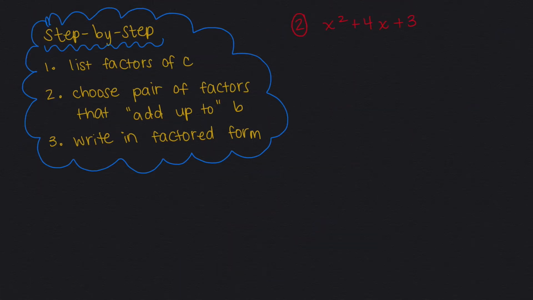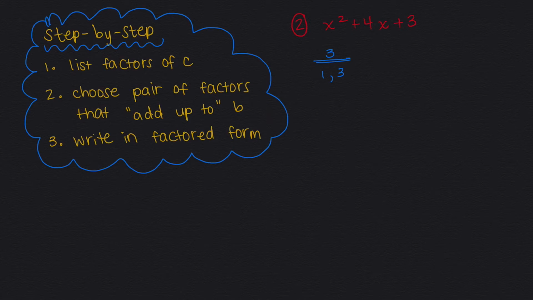Let's try it again. Here we have number 2, x squared plus 4x plus 3. Again, our first step is to list the factors of c. In this case, our c is 3. So the factors of 3 are 1 and 3. And that's it. Remember, 3 is a prime number, so it only has the factors of 1 and itself.